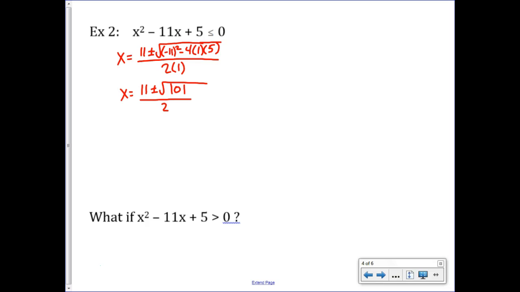So if I'm graphing this, I need to decide, is this going to open up or down? And since I have a positive a value, it should open up. If you plug this in your calculator, 11 plus radical 101 over 2 is about 10.5. 11 minus radical 101 over 2 is about 0.5. So I'm going to plot those two on here.